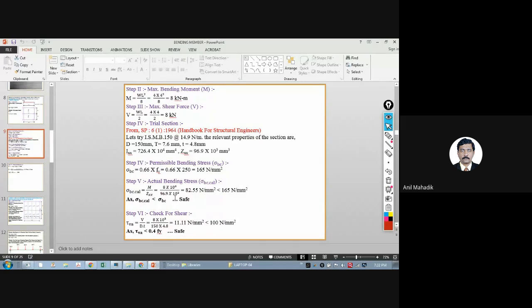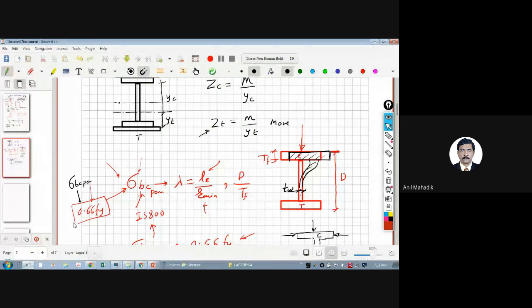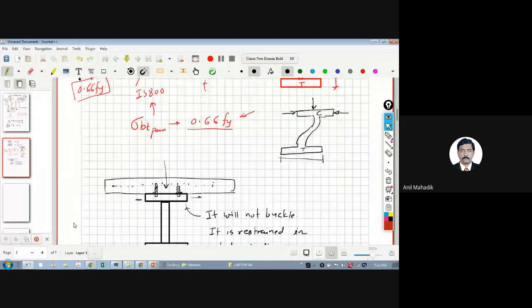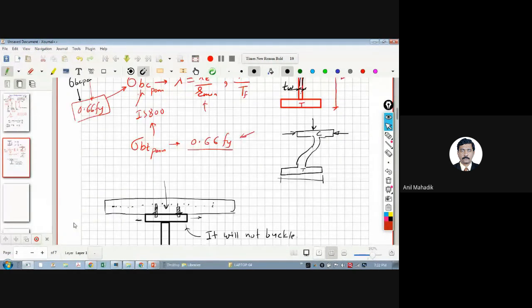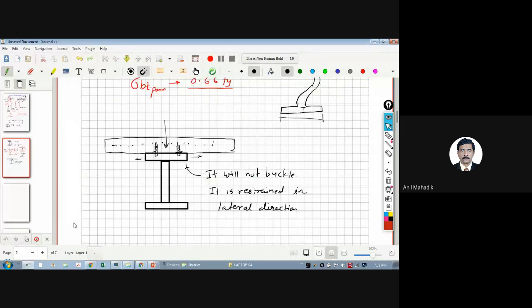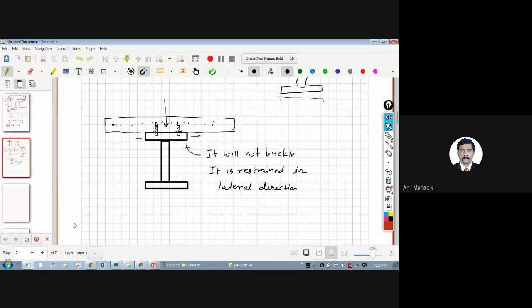So there is one more term I will tell you. There will be shear force in the beam, and due to the shear force, there will be shear stress. So how do we calculate shear stress? Tau V is equal to V upon dt. So all of you know, who is resisting the shear in beams? Who takes the shear in beams?